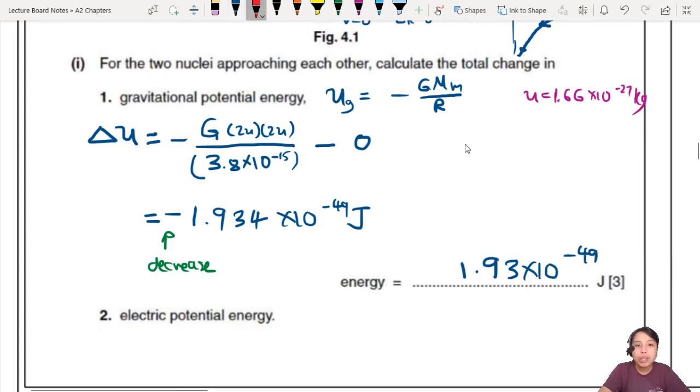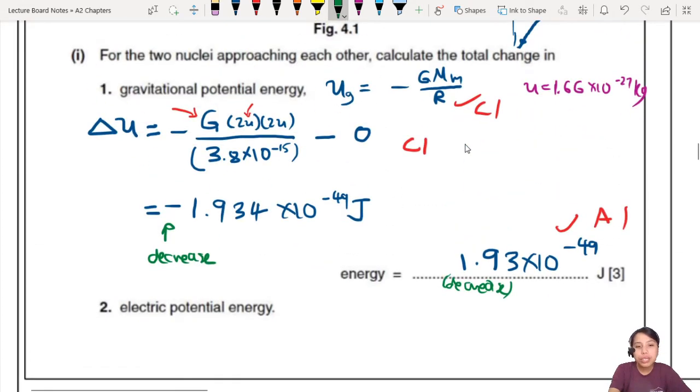Okay, 3 marks here. The first mark comes from you knowing this equation, either you wrote it out explicitly or you implied it. You plugged in the correct values. Make sure you know your constants, G and U. And lastly, you do the correct calculation, then that's your final A1 mark. So, FYI, this is a decrease in GPE.